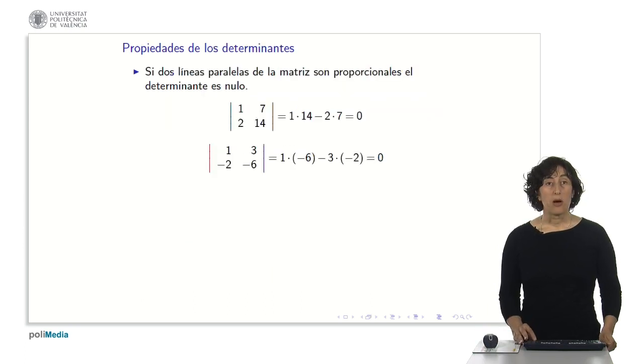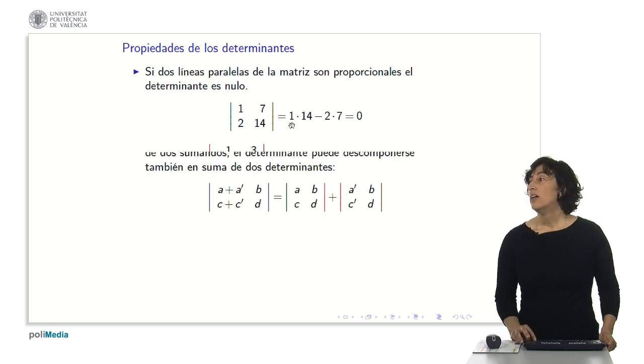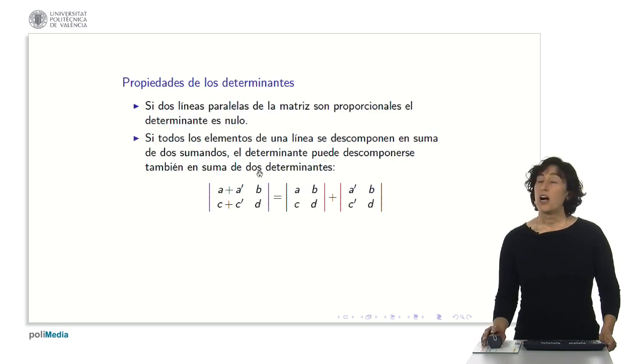Well, if we continue with the properties, the next one tells us that if two parallel lines of the matrix are proportional, then that implies that the determinant is null. 2, 14 is proportional to 1, 7. Therefore, the determinant is directly null. The next property is that if a row or column can be decomposed as a sum of two components, then we can decompose the determinant also as a sum of two determinants.